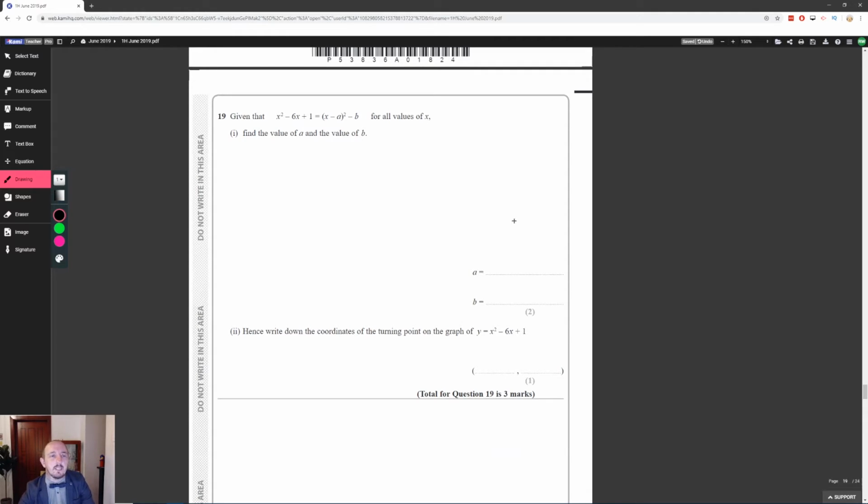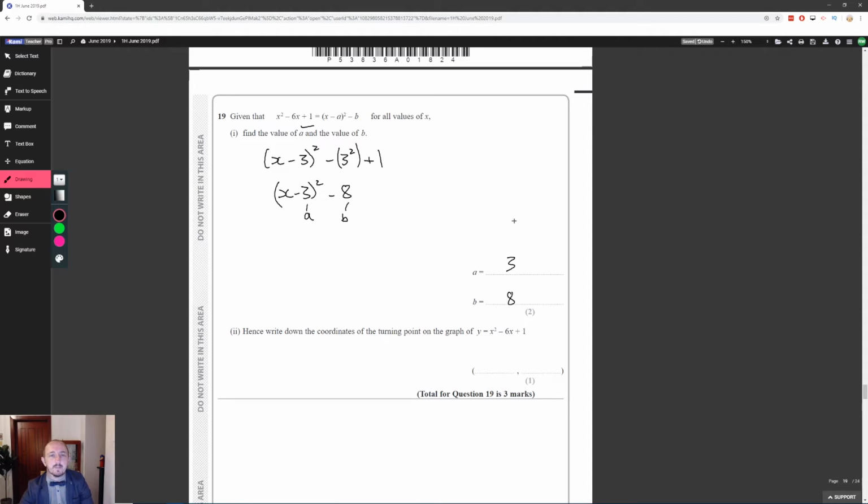Question 19 is completing the square. So we're going to take the B term in front of the x and half it, and we can subtract 3 squared and plus the 1 that was originally there. So we're going to have x minus 3 all squared minus 9 plus 1 is negative 8. So there's A there, and B, because it's got a minus sign, B is going to be positive 8, like that.